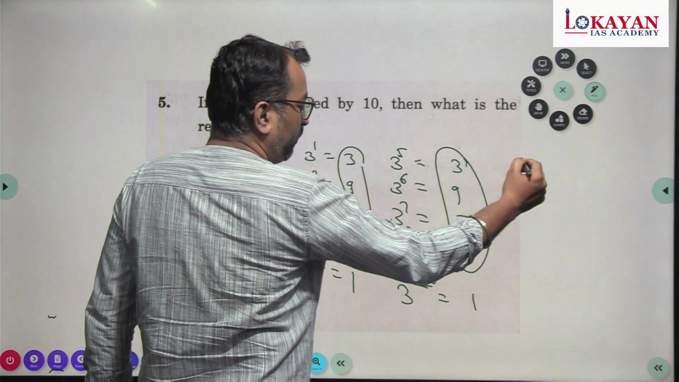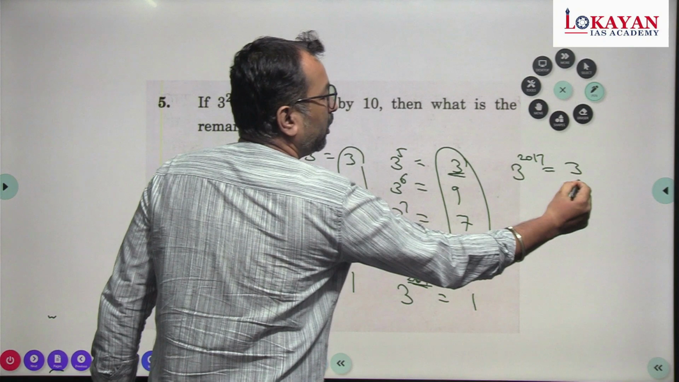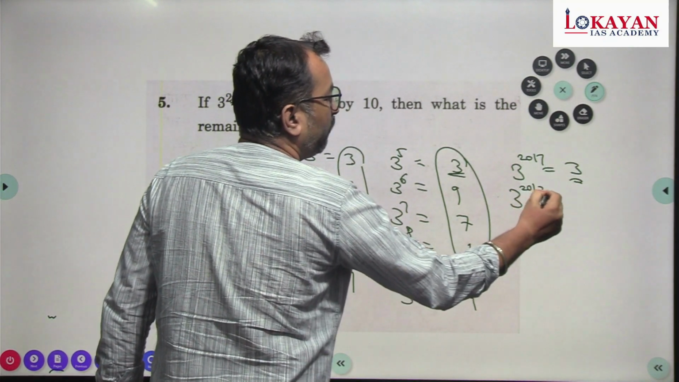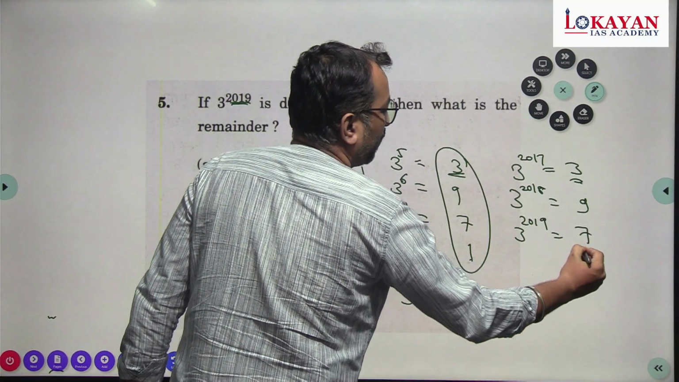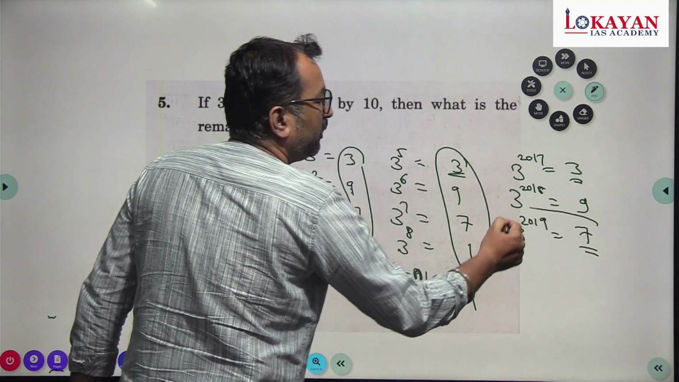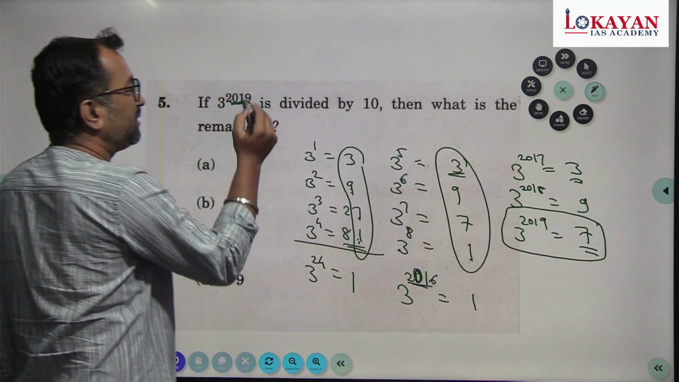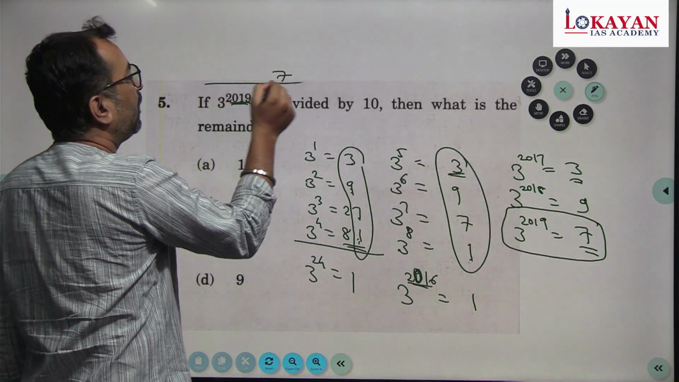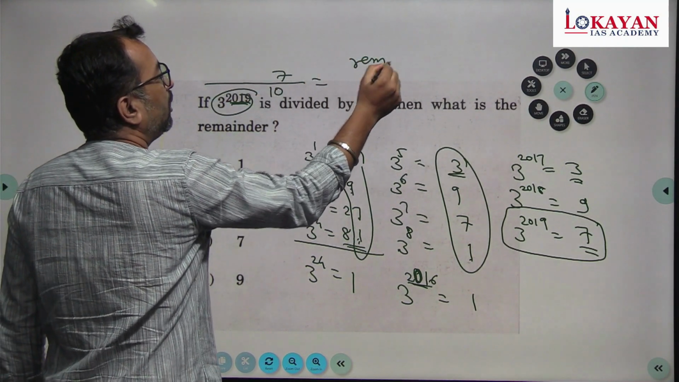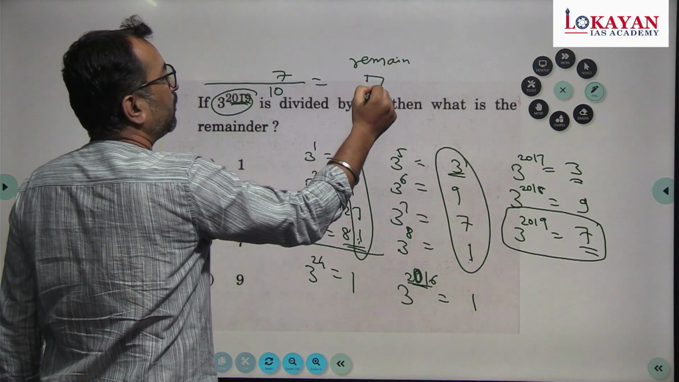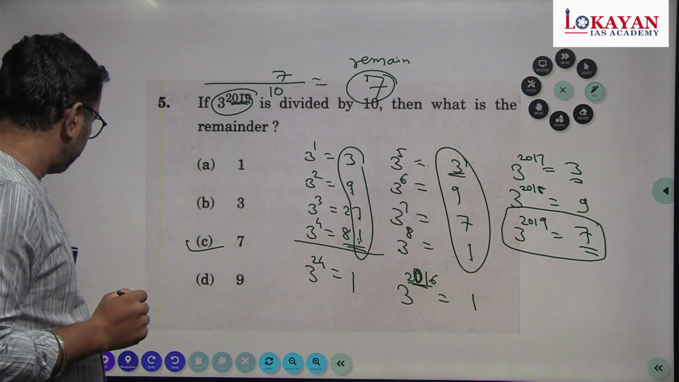So the next iteration, 3 to the power 2017, will give me unit place 3. 3 to the power 2018 will give me unit place 9. 3 to the power 2019 will give me unit place 7. Right? I wanted this unit place. If the unit place of this number is 7, then when it is divided by 10, I'll get remainder 7 only. So the answer will be option C, that is 7.